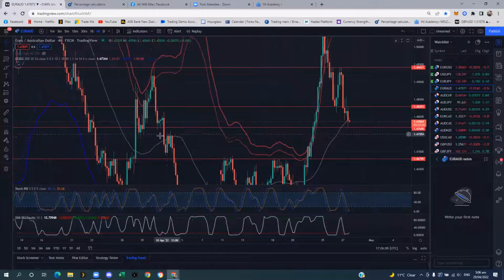You can either zoom back, and I can see over here, it's sort of rebounded off that on the way up, and it's also bounced off that on the way down. So I could use that as a line, and I quite like that as a line. That's one way of doing it.